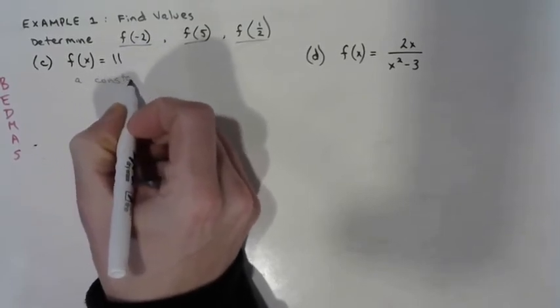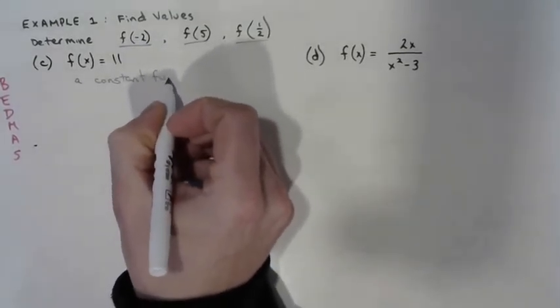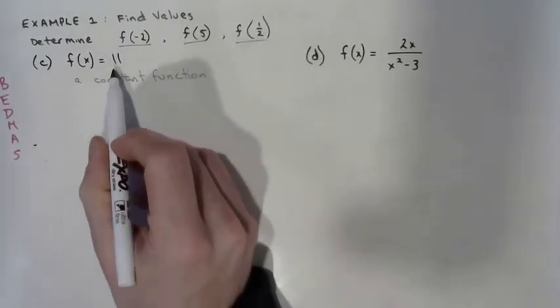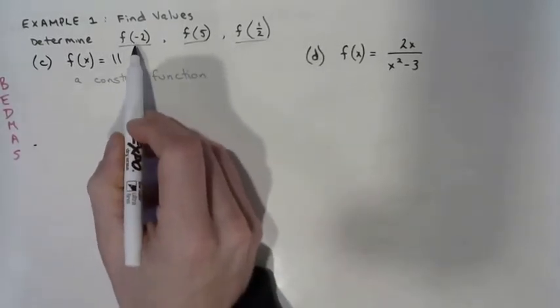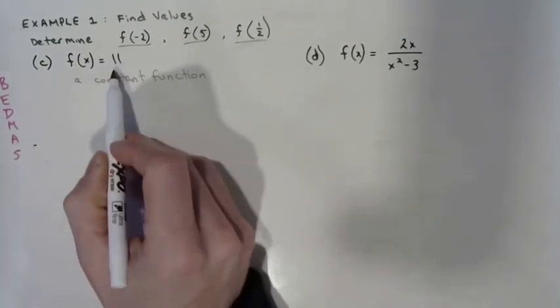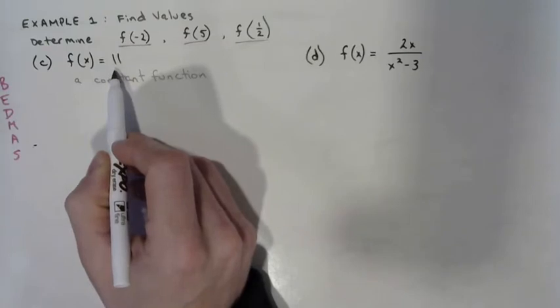Constant function. A couple ways to think about that. It's constant because it never changes. It doesn't matter if x is -2 or 5 or half, makes no difference. This function, the value of it, is always going to be 11.